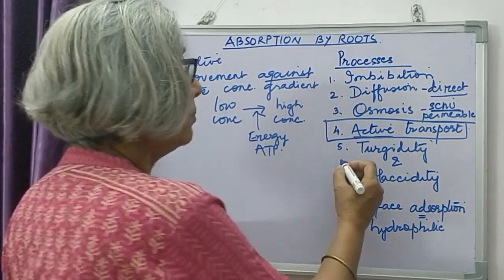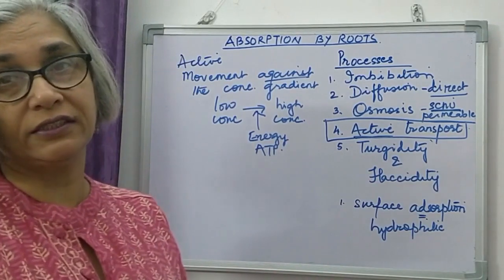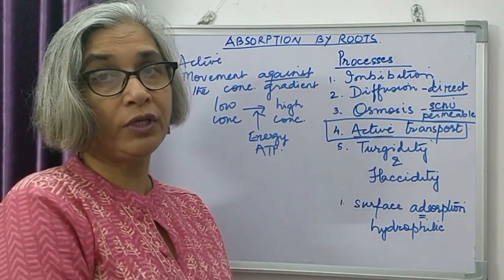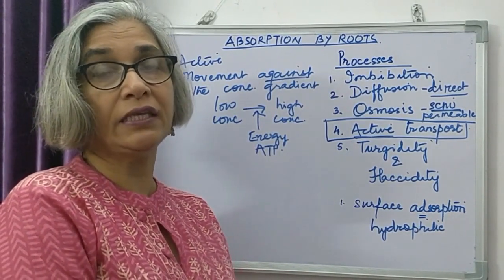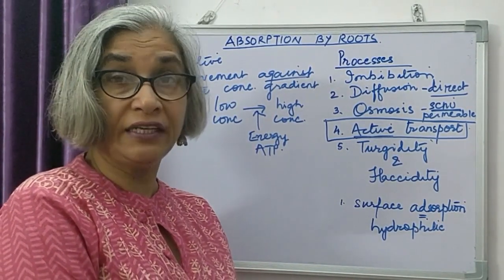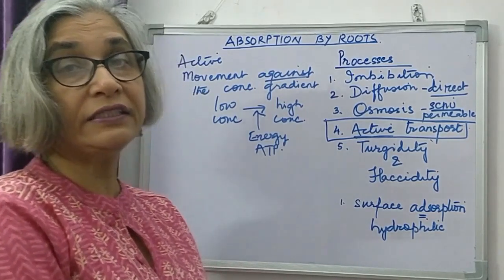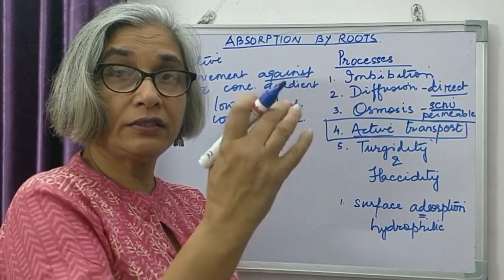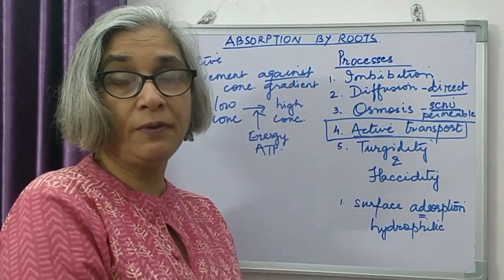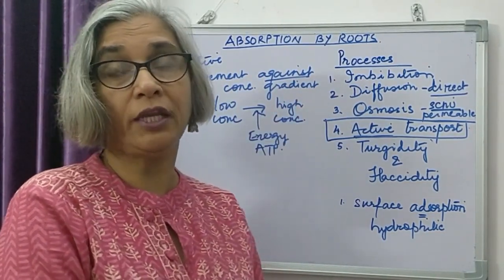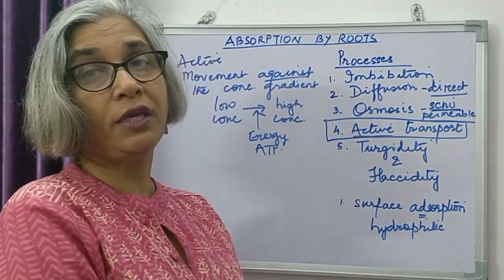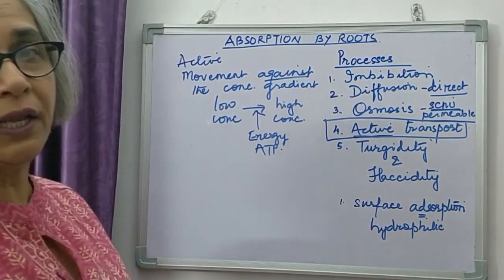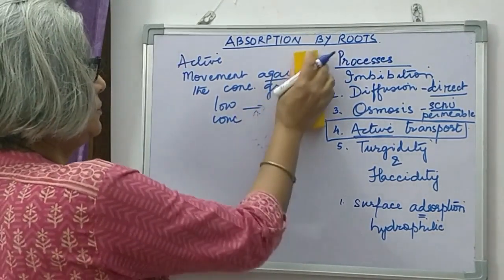Now the next topic is turgidity and flaccidity. Turgid, if you remember, in the last class I had told you, turgid means when the cell is in a fully extended or distended state. That is, the cell membrane is touching the cell wall. It has absorbed as much water as possible. Now it cannot absorb any more water. The cell is said to be in a turgid state. Now before I explain this, I will explain tonicity to you.